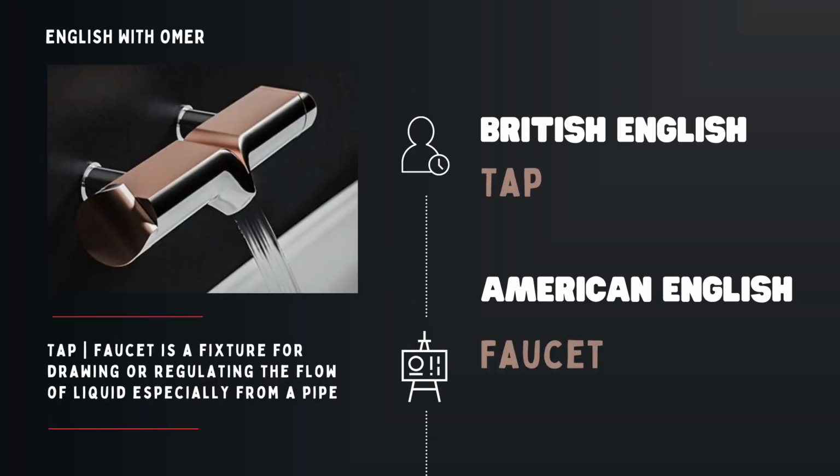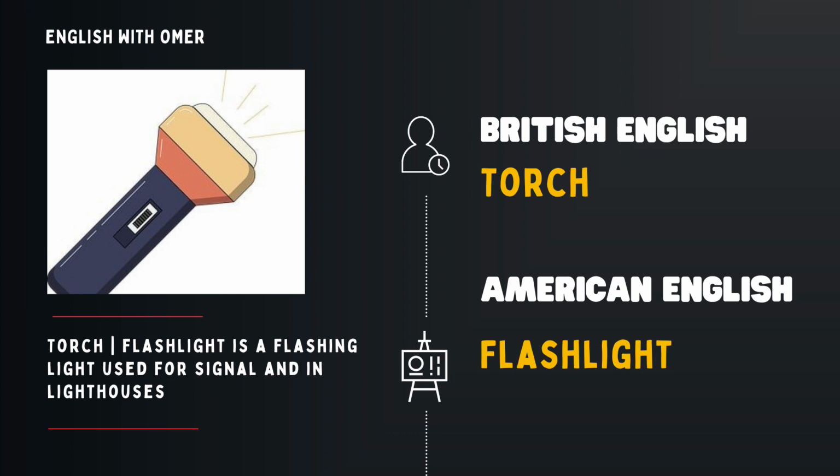Here, I can see a water tap. In British English, this is called tap, and in American English, faucet. I personally believe faucet is not a well-known name throughout the world, and tap is a very common word. In this image, this product is called in British English torch, and in American English it is known as flashlight.